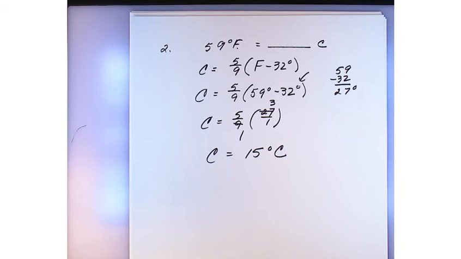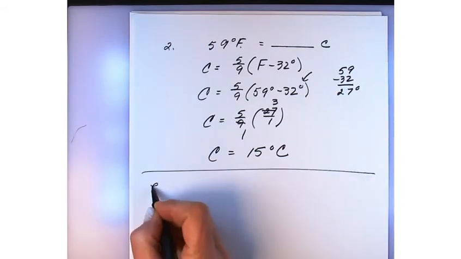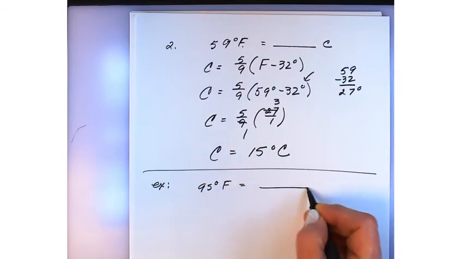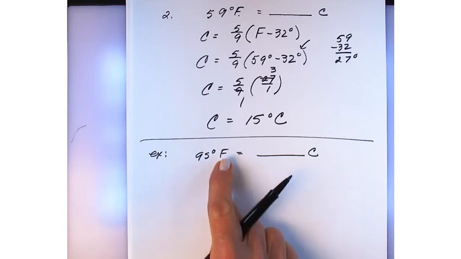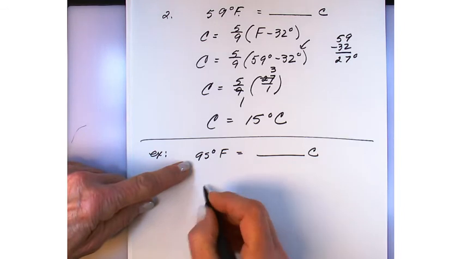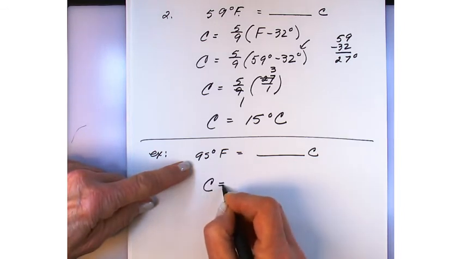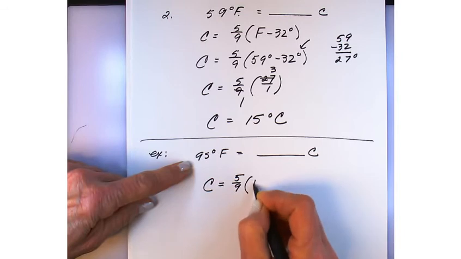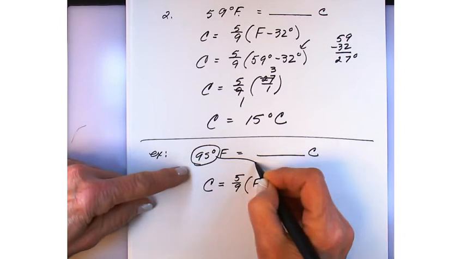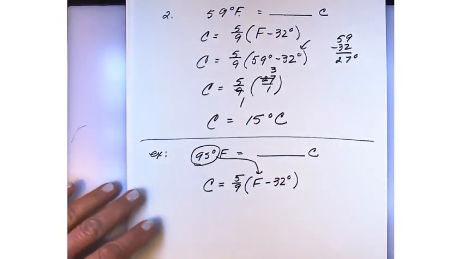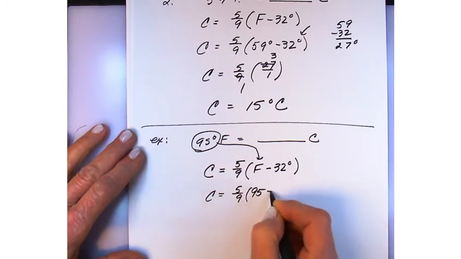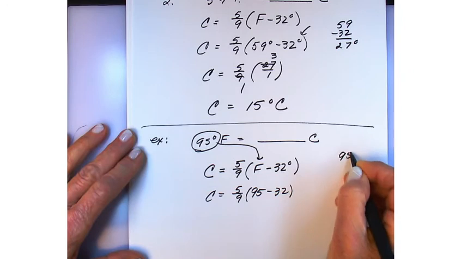Let's do this one here. So this is my example. I have 95 degrees Fahrenheit equals how much Celsius? So this is what I know. I know Fahrenheit. So I must choose Celsius is 5/9 F minus 32. I'm going to take the 95, I'm going to put it in here, and I'm going to get 5/9 95 minus 32. Go off to the side.